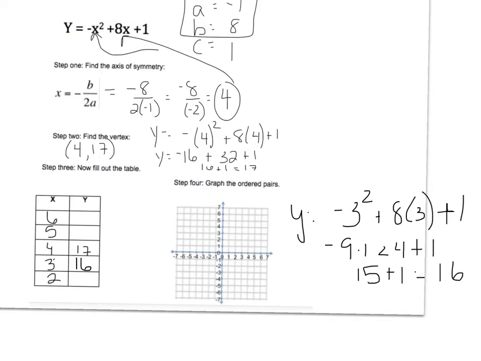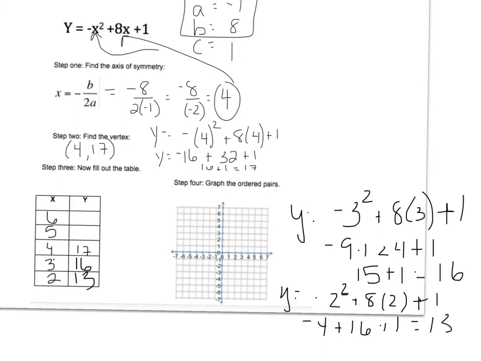Now we plug in 2. So y equals -2 squared plus 8 times 2 plus 1. So you're going to have 2 squared, which is 4, make it negative. So you got -4 plus 16 plus 1. That is going to give us +13.